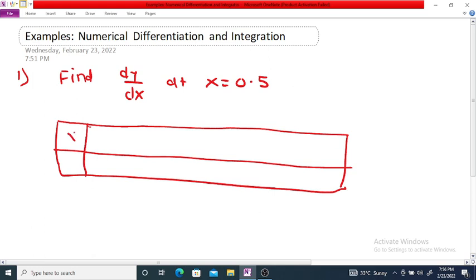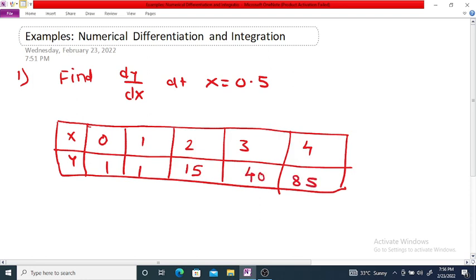Here is the table of x and y. x is equal to 0, 1, 2, 3, and 4. y is equal to 1, 1, 15, 40, 85.